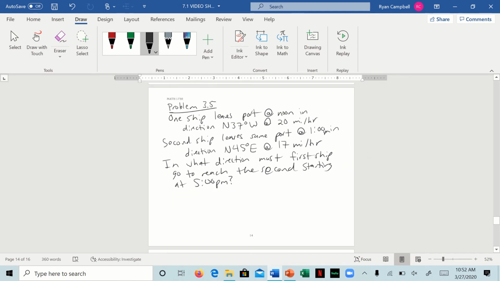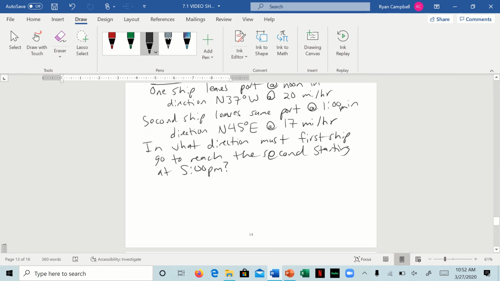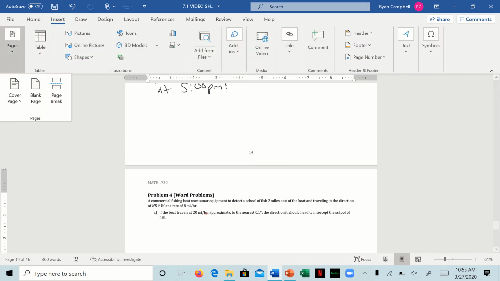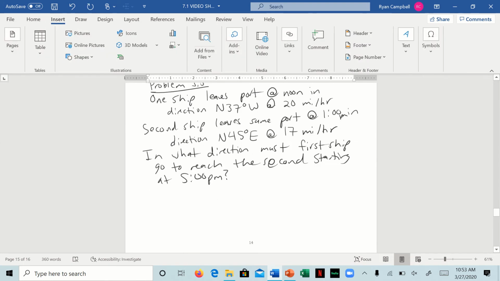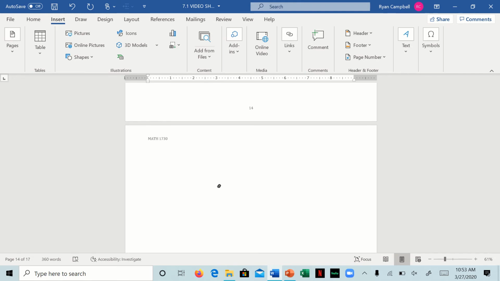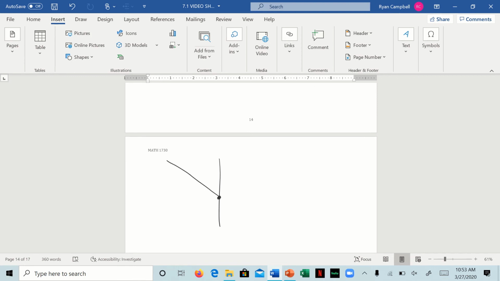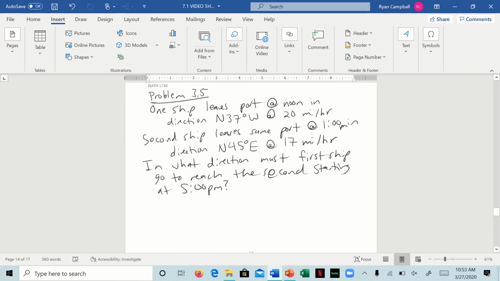All right, so drawing this is going to be helpful. We need definitely a lot more space. So first ship. Here's port. The first ship leaves north 37 degrees west at 20 miles per hour. So how far does this person end up going? They start at noon. They end at 5. So it's 5 times 20 miles per hour, which is 100 miles.